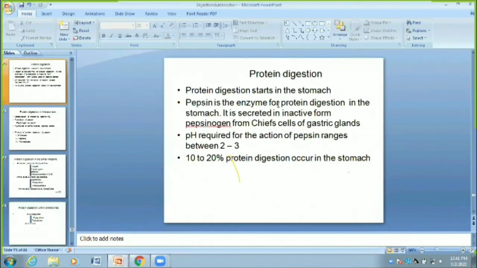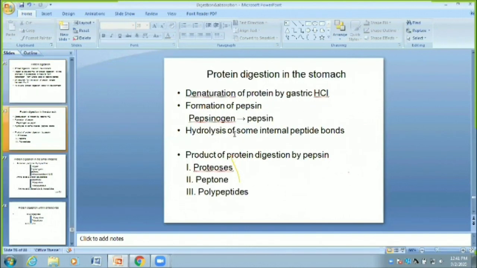Protein digestion starts in the stomach. Pepsin is the enzyme, and the products of pepsin digestion are peptones and polypeptides.